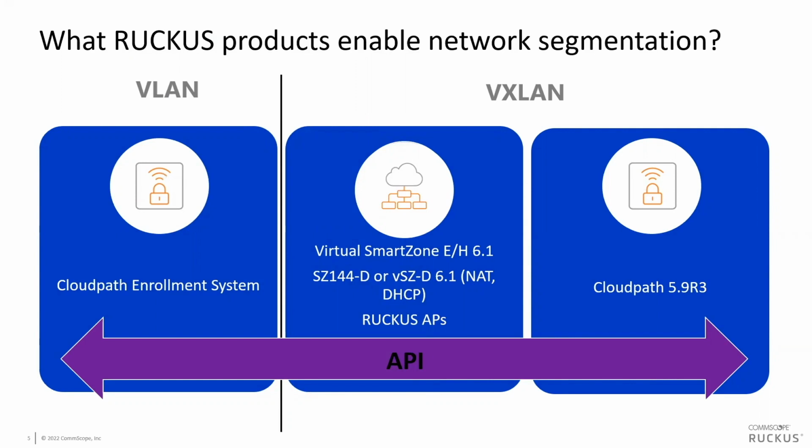If you want to do VXLAN, at least in the way that we've implemented it here at CommScope RUCKUS, you would need a wider range of products. And those would include virtual SmartZone, either Essentials or High Scale, and that would be version 6.1. And then you need the SmartZone data plane, either the hardware appliance or the virtual SmartZone data plane. And of course, you're going to need RUCKUS APs to round out the deployment there, to provide the kind of performance that residents are going to expect, or users or students or whoever the users are in your environment. And you're also going to need Cloud Path 5.9 release 3 in order to implement VXLAN, at least in the particular way that we've done it here at CommScope RUCKUS.